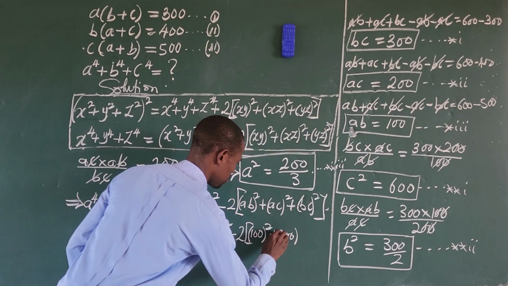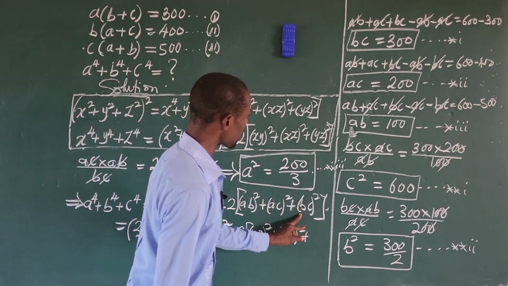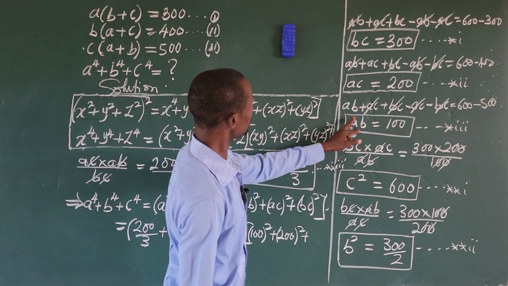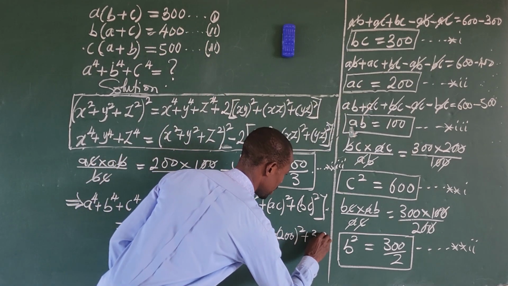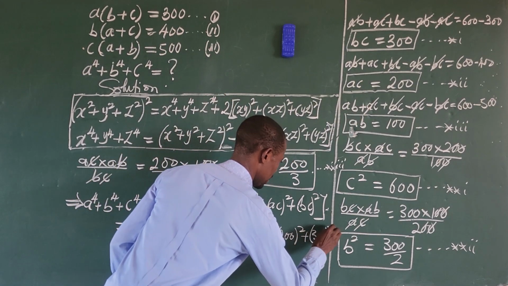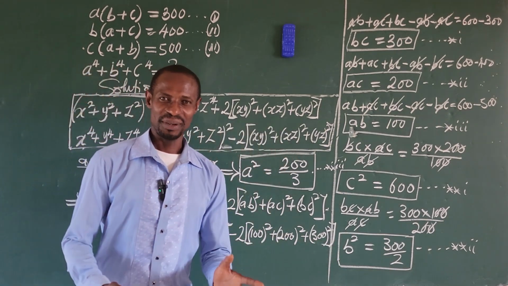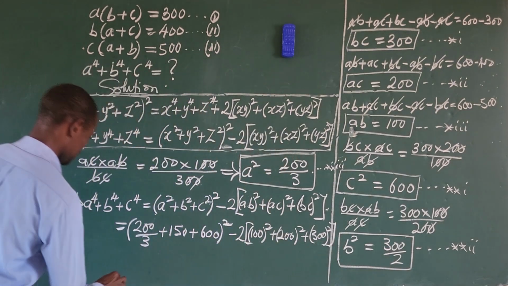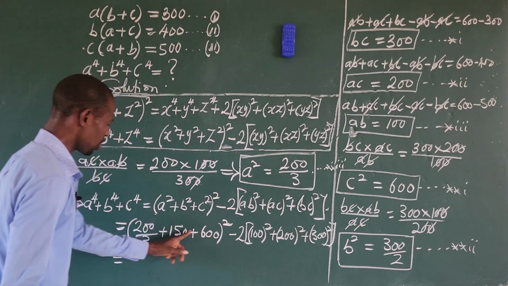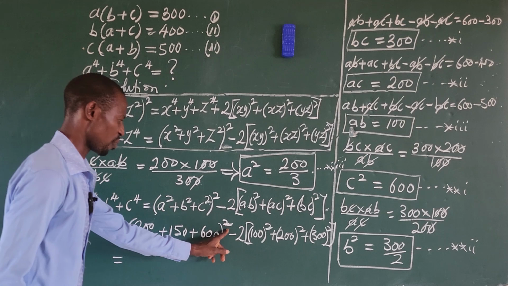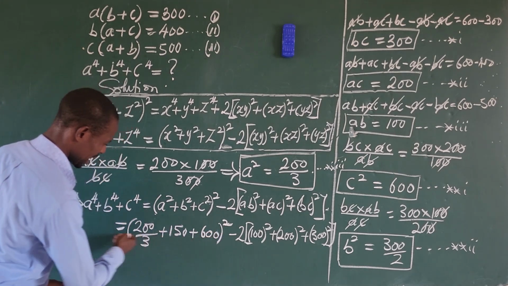(200)², then plus, what is our bc? BC is our 300. So we have here (300)². And let's close our square bracket. All right. Are we learning something? Yes, so let's continue. Then this will now be equal to, here we can add up everything here and square it. Good. So let's find the LCM of everything.